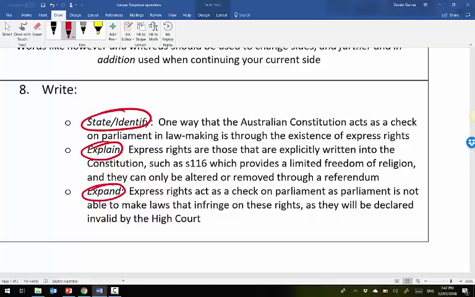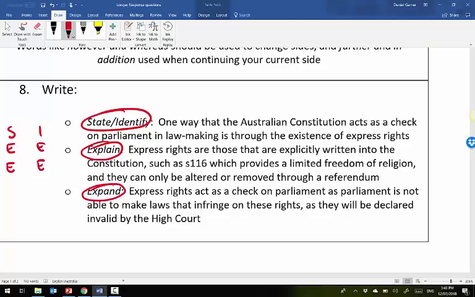Okay? Really simple structure to use. Often it means you've just got to write 3 sentences. Okay? State it, explain it, expand it, and you're done. You could write this out in an acronym as C. I often say identify, expand, explain. IEE. Whichever works for you to remember it. But it's pretty straightforward.